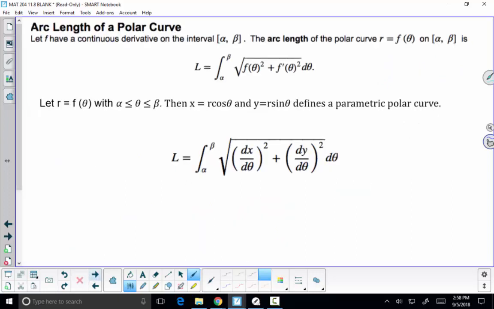Okay, so let's up the ante a little bit. What about if we have a polar curve? Not too bad. With a polar curve, we're writing the radius as a function of theta, so r equals f of theta. And when we are looking at polar curves, we use these two equations: x is r cosine theta, y is r sine theta.